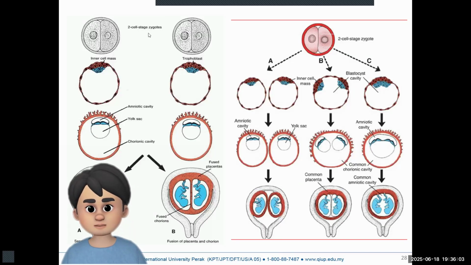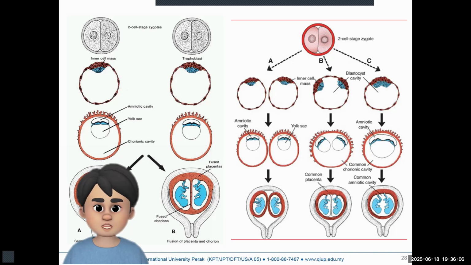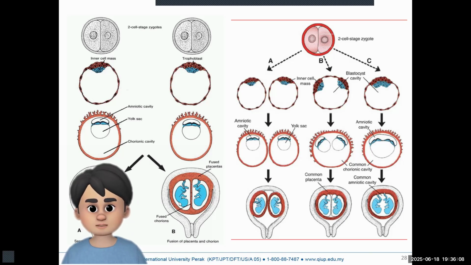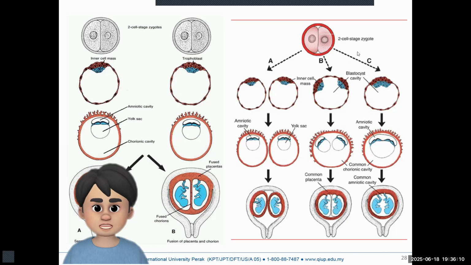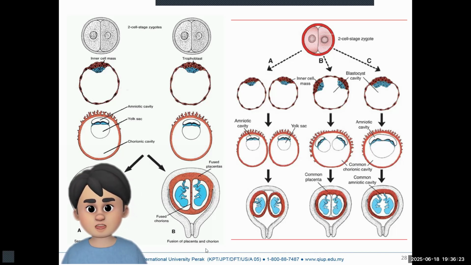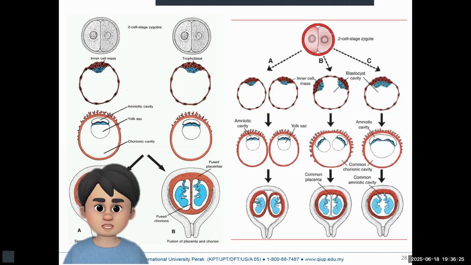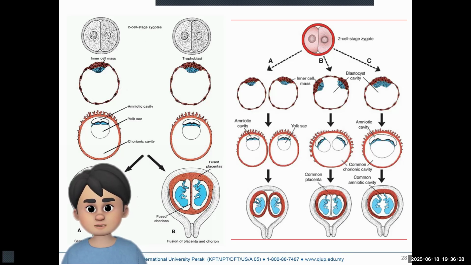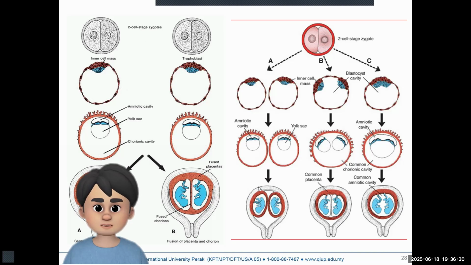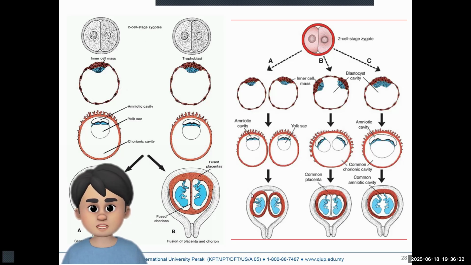So this is the separation, placenta. In this diagram we can see the two cell stage zygote. So this is how it is developed, right? You can see now here, this is okay, right? This is separate placenta and chorion, right? Fusion of placenta and chorion. And this one you can see, two separate babies, right? This also two separate babies, obviously.